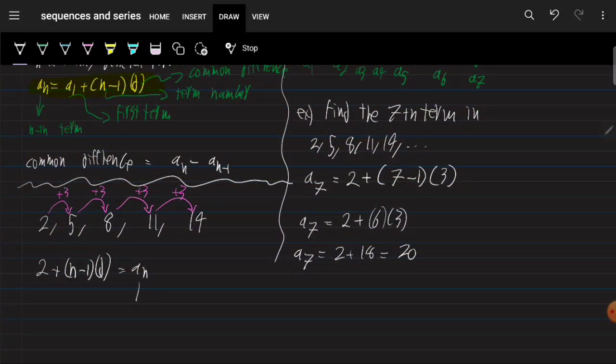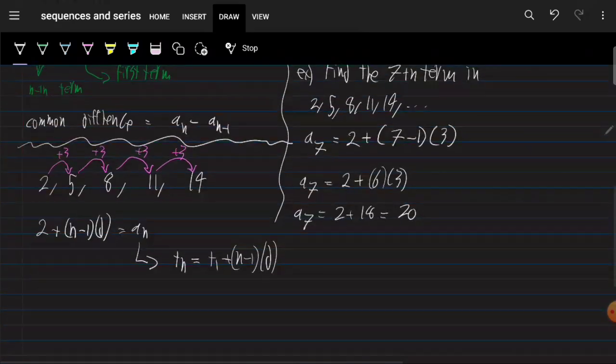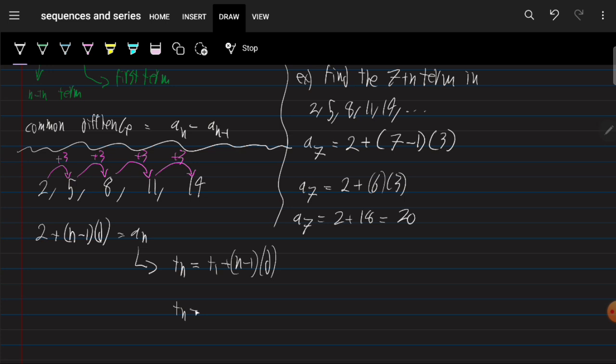A word of caution here: sometimes in your class you might see your teachers use Tn instead of An and T1 instead of A1 in the formula. So this is also common. Sometimes we see Tn is equal to A plus n minus 1 times D. So these are more or less interchangeable, Tn, An. So be aware of that.